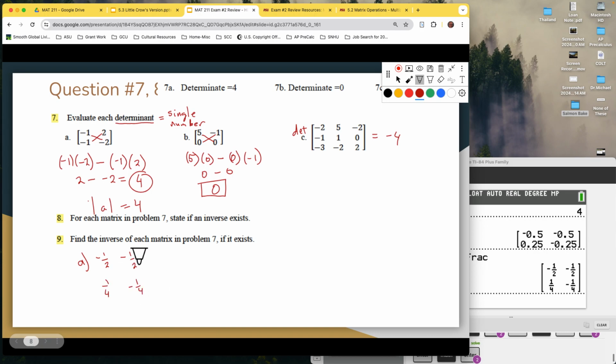You will not have to be able to manually find the inverse of a matrix. Again, it just becomes more and more complicated, and we want to use our tools.